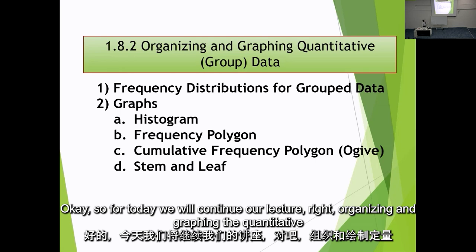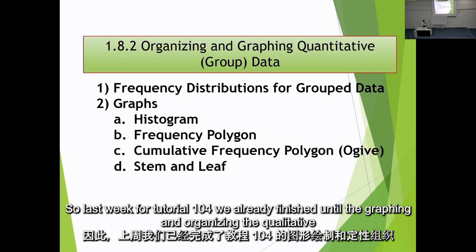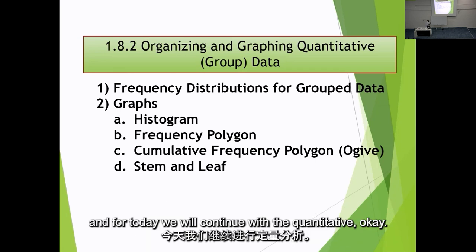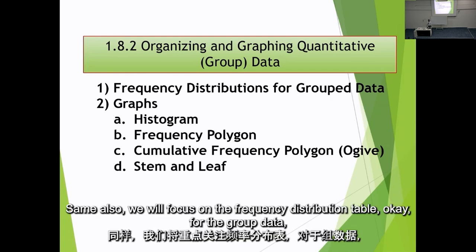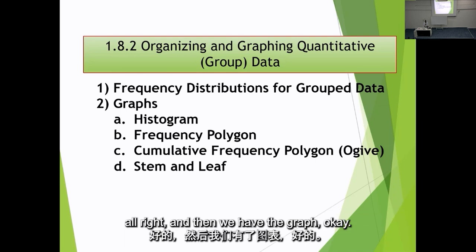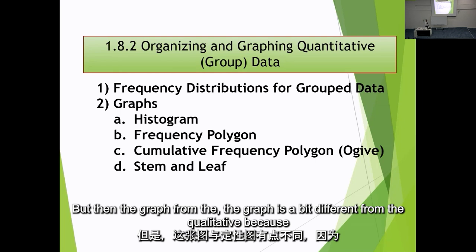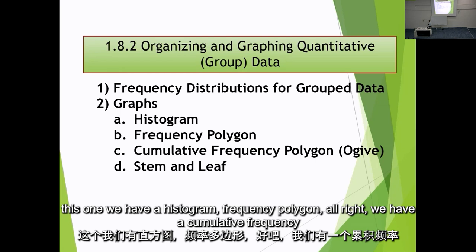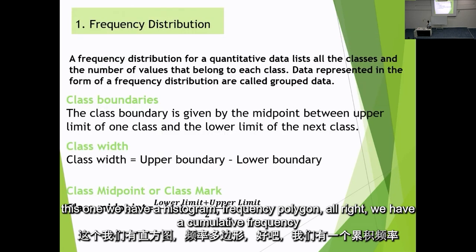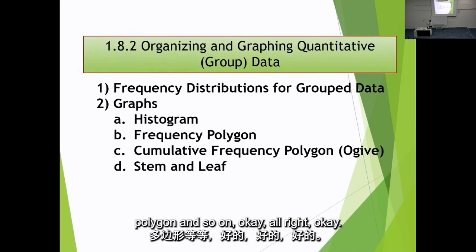Organizing and graphing the quantitative or group data. Last week for tutorial 1 until 4 we already finished graphing and organizing the qualitative, and for today we will continue with the quantitative. Same as before, we will focus on the frequency distribution table for the group data, and then we have the graph. The graph is a bit different from the qualitative, because here we have a histogram, frequency polygon, cumulative frequency polygon and so on.